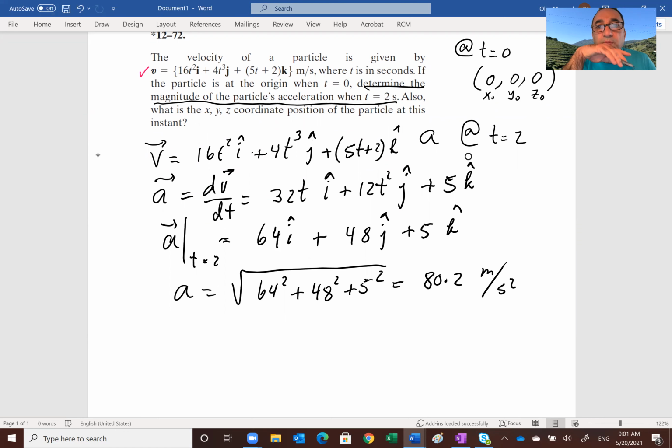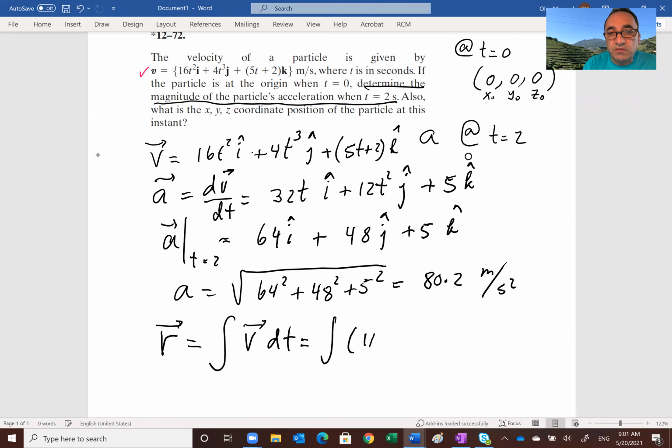2 seconds. No problem. Also, what are the x, y, and z coordinates of the position of the particle at this instant? At t equal to 2, where is the particle? What is the position? Position is r. R is what, guys? R is the integral of velocity. Remember, velocity was the derivative. So this time you integrate velocity. Velocity is what? 16t squared i plus 4t cubed j plus 5t plus 2 k.